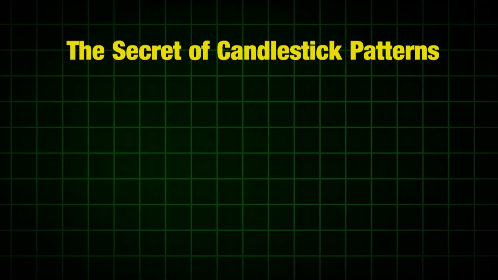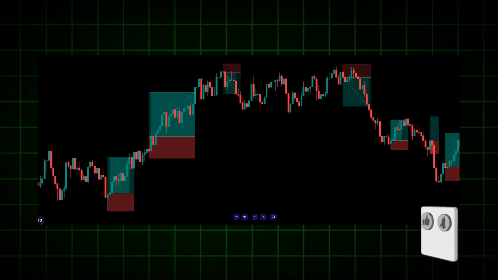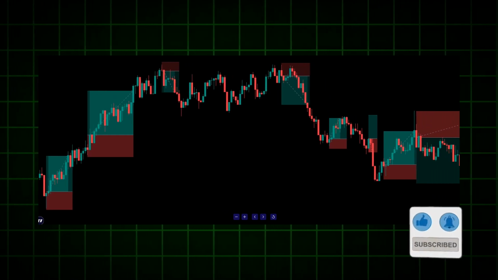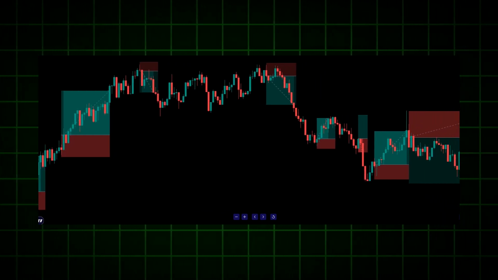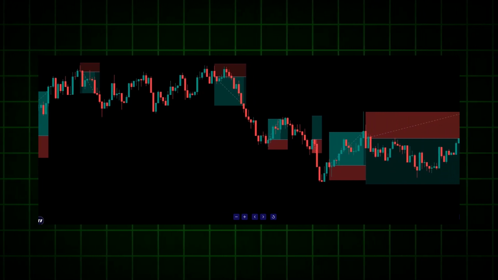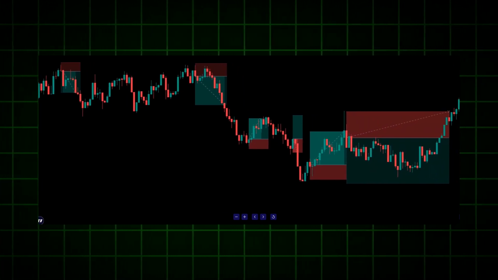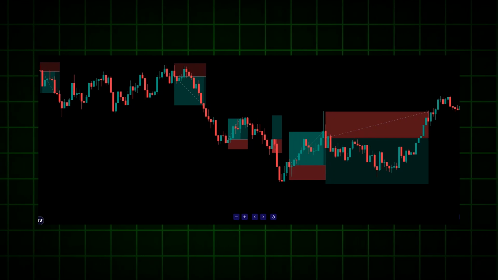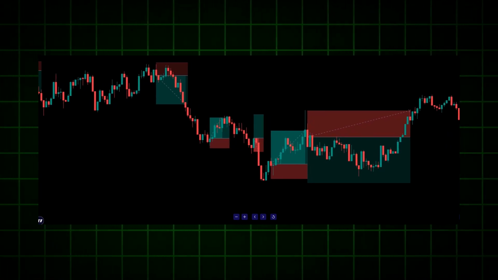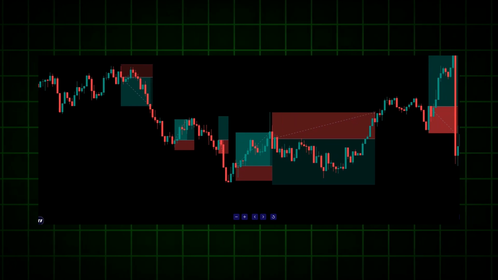The secret of candlestick patterns. So far, you've been introduced to some of the most practical candlestick patterns, but these patterns alone are worthless. Yes, you heard it right. If you rely solely on these patterns, you'll incur losses. The common mistake among most traders is learning these patterns well but using them in isolation.